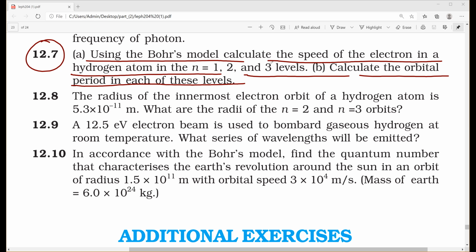Using Bohr's model, how do we calculate this? Let us see how to solve 12.7. So here, see what we do. First, what they have given is n equal to 1, 2, 3 values. So we have to calculate v and the time period.